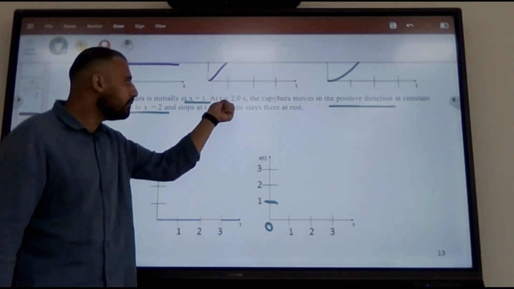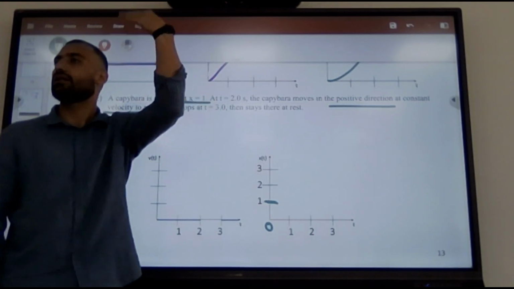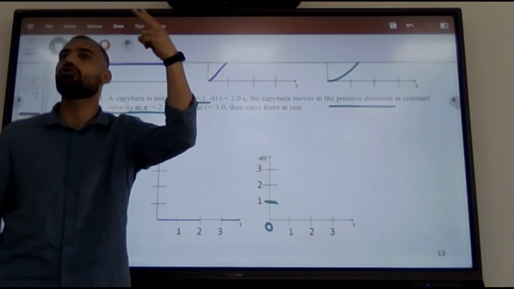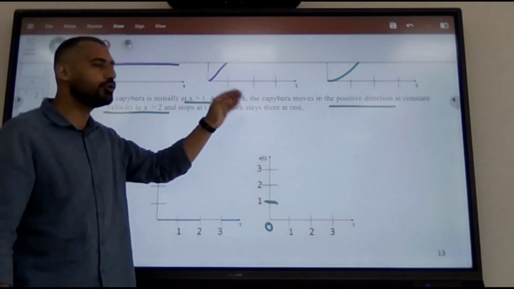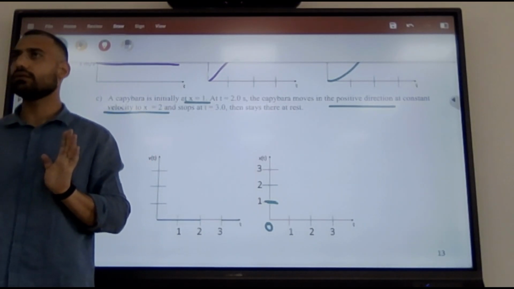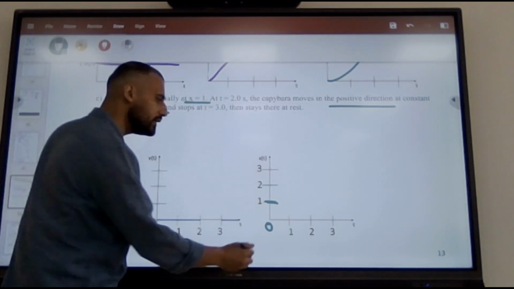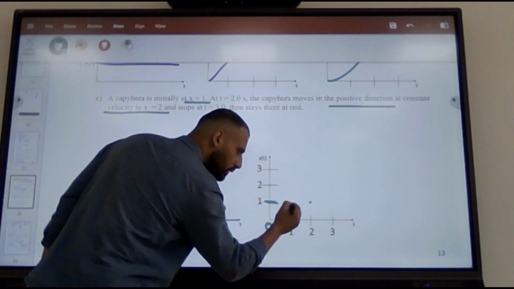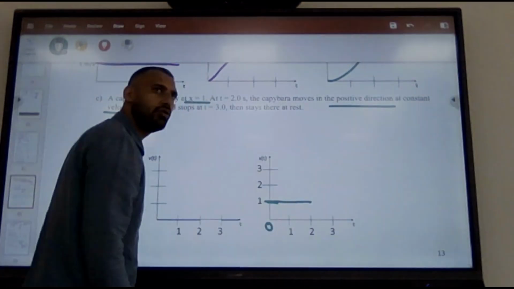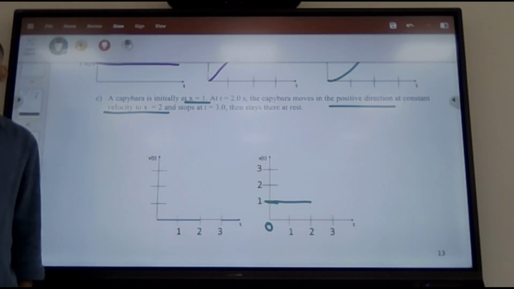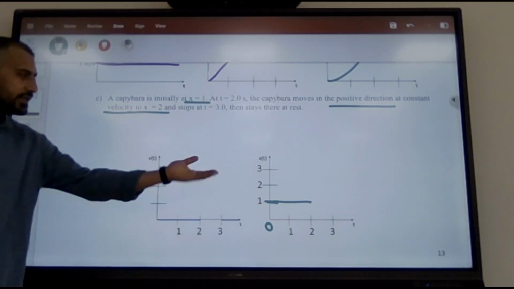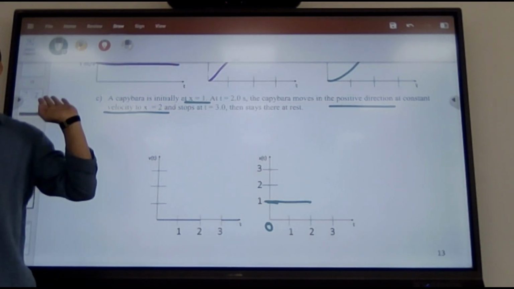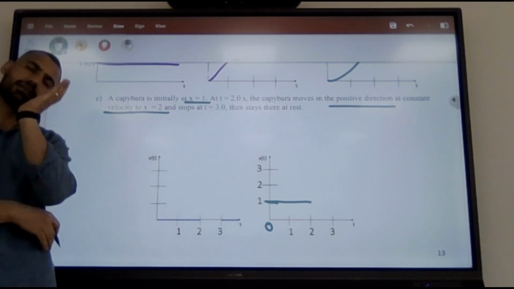At time 2 seconds. Now the time has already reached 2 seconds. So till 2 seconds, do you have any information? No, you don't have. That means up to 2 seconds, up to this point, he is still there. Is that fine? There is no change. x equal to 1. 1 second, 2 seconds, he is still there.